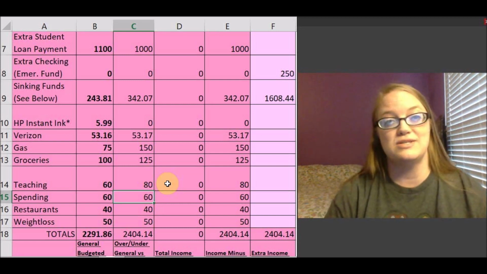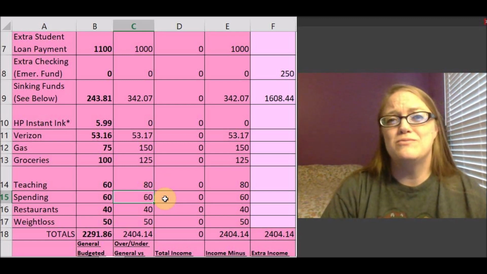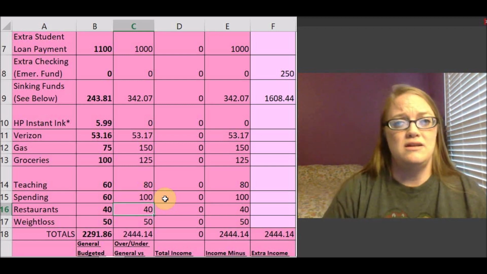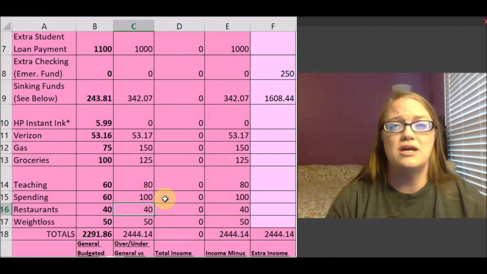I might need to purchase end of the school year things. So for the month of April, it is $80. I am also going to raise up my spending money, I think, to $100 for the month of April, just because I will be not at home very much, and I just want a little extra cushion in my budget.